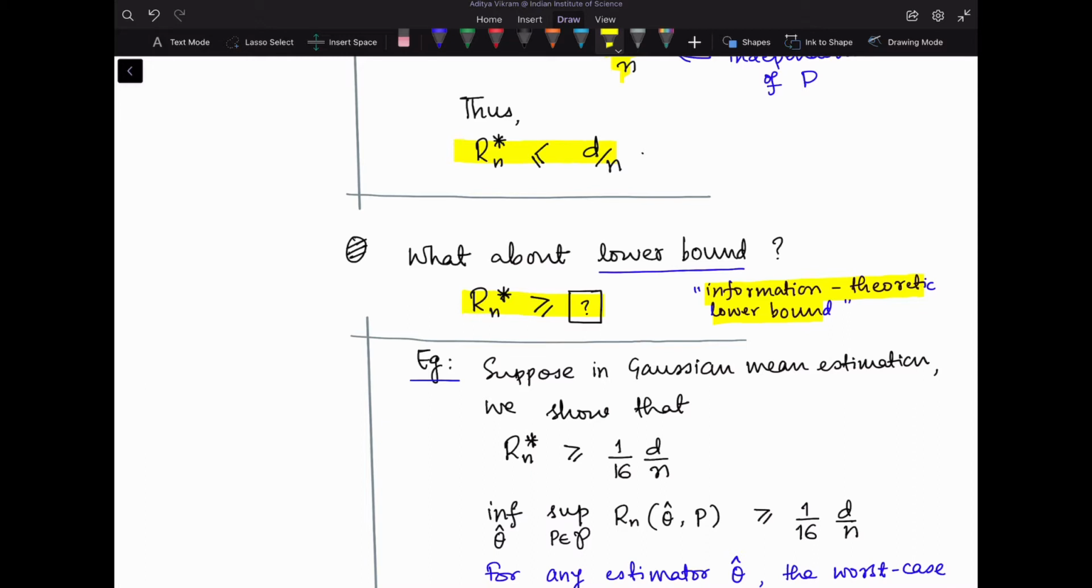And there is no computational limitation, no memory limitation. You can use any estimator you want. And the lower bound on Rn star will say that no matter what estimator you use, you will incur at least this much risk in the worst case. Okay, so in some sense, there is a limit to how much information samples carry about the parameter theta. So that is why we call it the information theoretic lower bound.